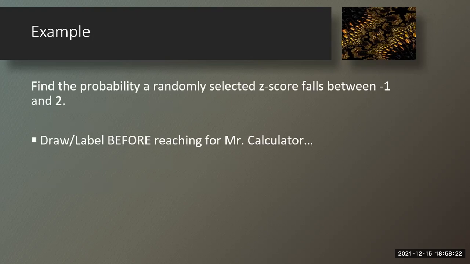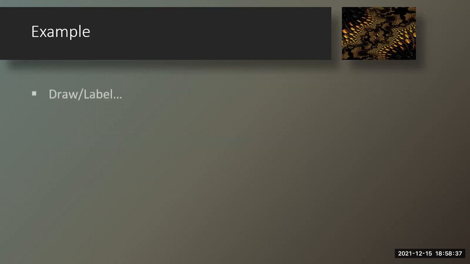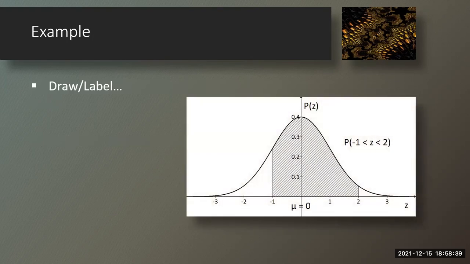So we want to find the probability that a randomly selected z-score falls between -1 and +2. And I always tell students it's always important to draw and label your graph or your quick picture before reaching for your calculator. So there's my z distribution. It doesn't have to be anywhere near that precise for our purposes. You just need to be able to identify the lower and the upper limit. I will also remind you about the mean and the standard deviation. You can see there the mean is 0. What's the standard deviation? The standard deviation is 1.